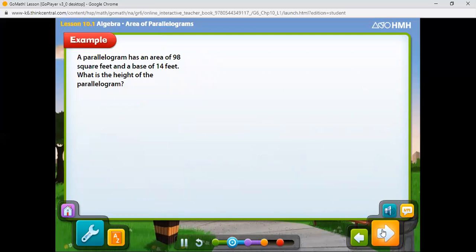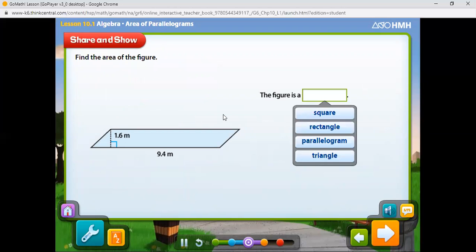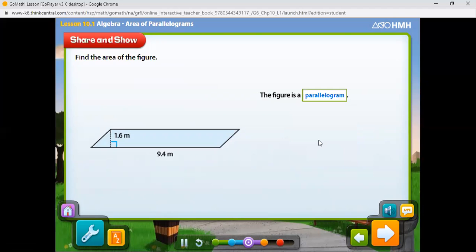A parallelogram has an area of 98 square. Find the area of the figure. First, determine the shape of the figure. Which name best describes the figure? Now, which one should I choose? What does this figure look like? Does it look like a square, or a rectangle, or a parallelogram, or a triangle? Which one should I be choosing here? Triangle? Rectangle? Then parallelogram? Yes, you're right. The figure is best described as a parallelogram.